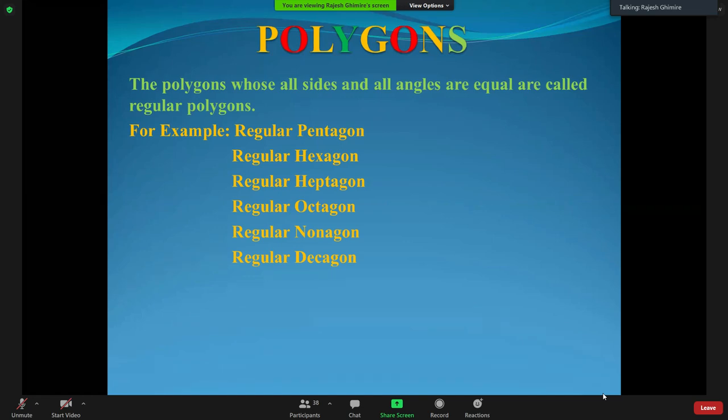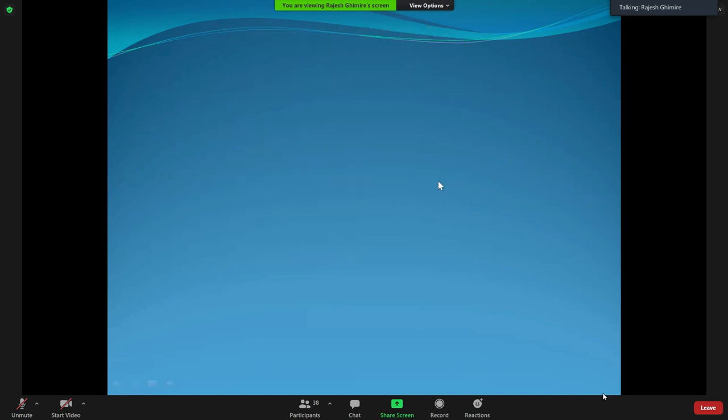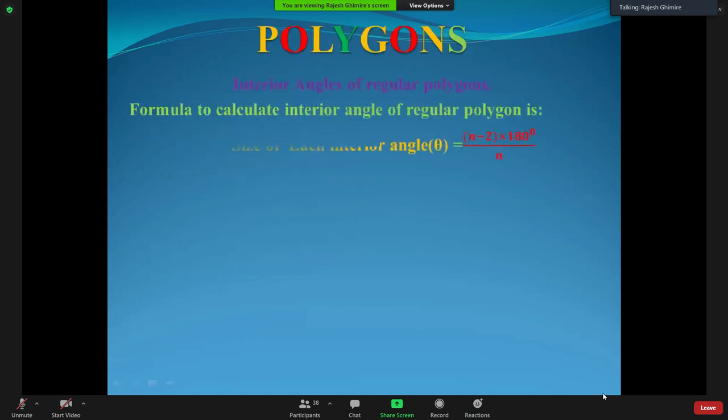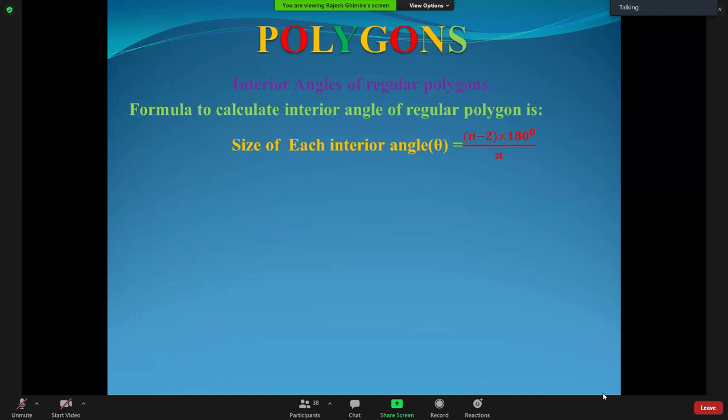Now, let's see the formula. How to calculate the interior angle of a regular polygon. Look here. Formula. To calculate the size of each interior angle of a polygon, the size of each interior angle will be theta, and theta equals (n minus 2) into 180. This is the formula.